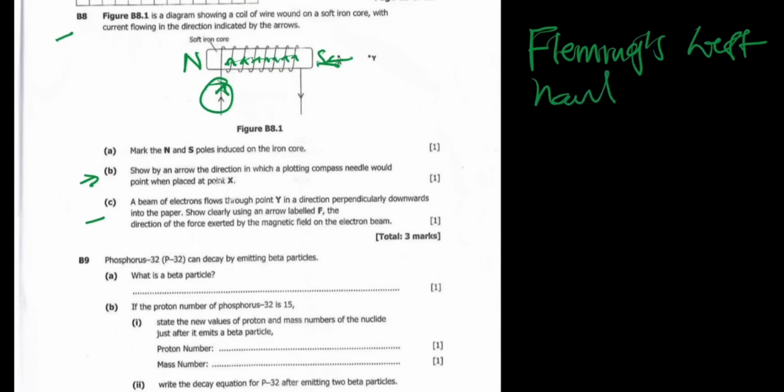Now, when you're trying to determine the direction of force exerted by the magnetic field on the electron beam, what you use is what we call Fleming's left hand rule. So how does that work?